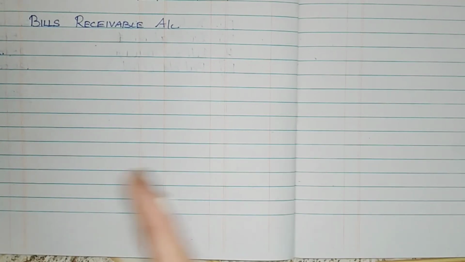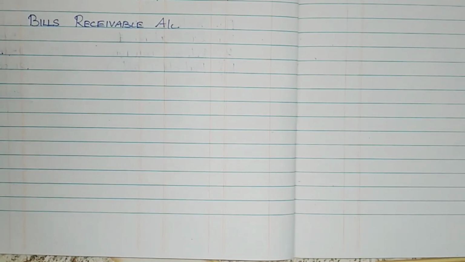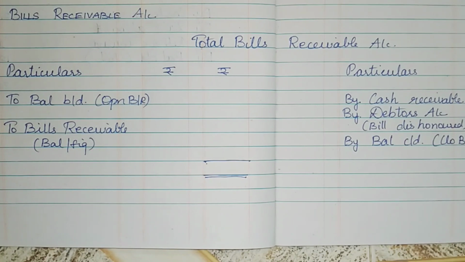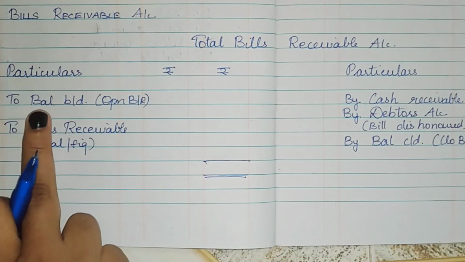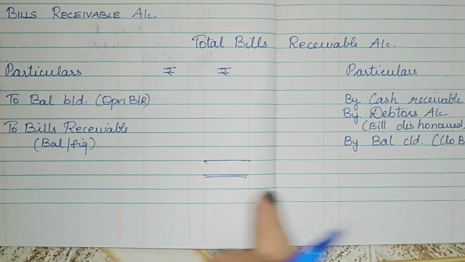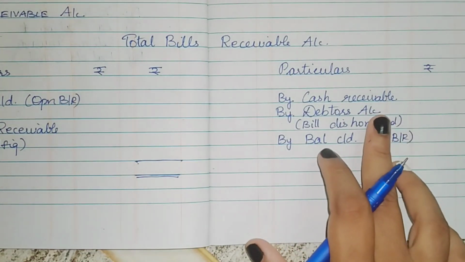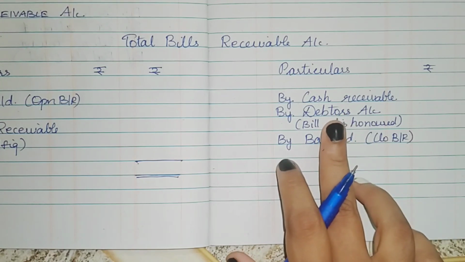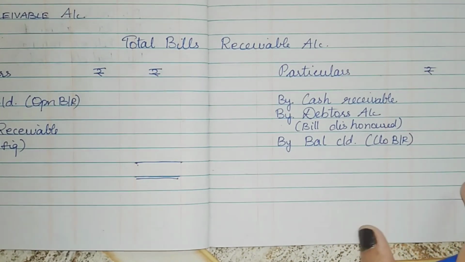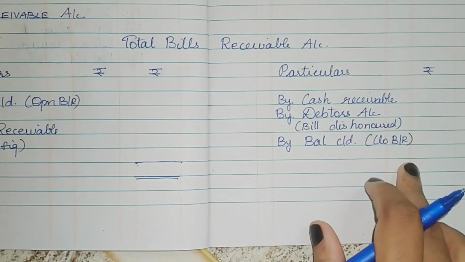So the simple trick is we are just going to write down the format of bills receivable, that is more or less the same as the format of the total debtors account, and then we are going to fill in the figures. So this is the format of the total bills receivable account. If you see, the debit side is more or less like the total debtors account. So it's going to be balance brought down, opening bills receivable, and the answer for the bills receivable, that is the balancing figure. On the credit side it's going to be cash received, debtors account, because bill dishonor is going to be credited to the debtors account. So it's going to be debtors account and by balance carried down, that is the closing bills receivable.